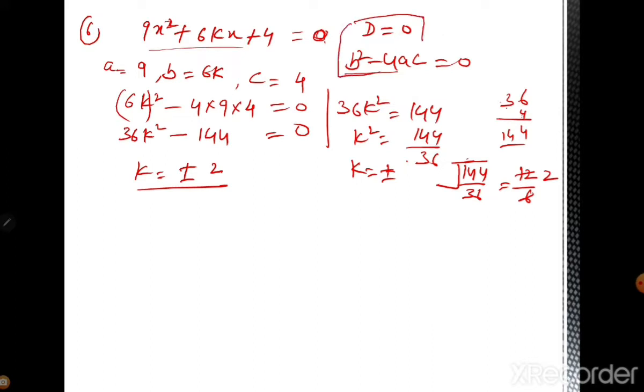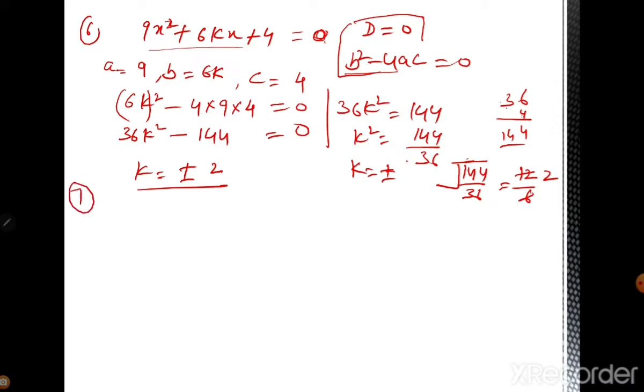Okay. So again, I can tell you one more thing. If your D is negative, no real roots. If D is positive, it's real roots, and if D is 0, it's equal roots. Okay. So this was your 6th question.